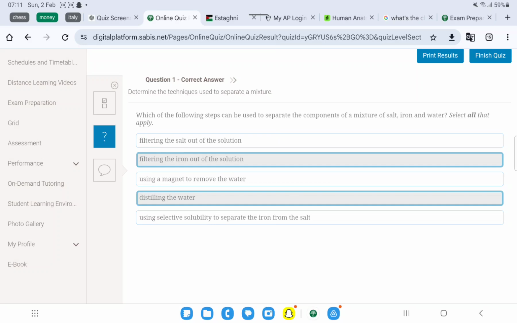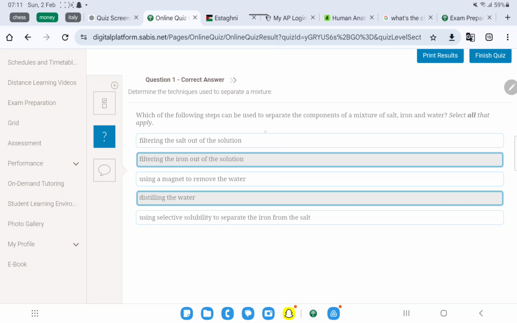Which of the following steps can be used to separate the components of a mixture of salt, iron, and water? Salt is soluble in water, so the water would have dissolved the salt. So we would first filter the mixture to separate the iron, filtering the iron out of the solution, and then distill the water to get the salt and the water separately. Filtering the salt out of the solution, we can't do that, it's soluble.